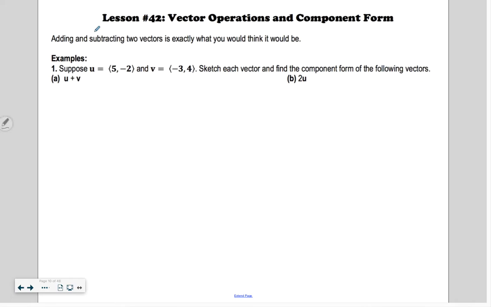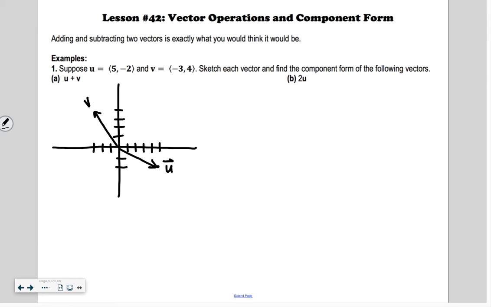All right, so if I'm finding u plus v, let's see what it looks like geometrically first. So if I have 5, negative 2, it points towards this point right here, right? So our vector goes in this direction. So that's going to be u. And then v is negative 3, 4, so it's going to point towards the point negative 3, 4. Like that. So that's vector v.